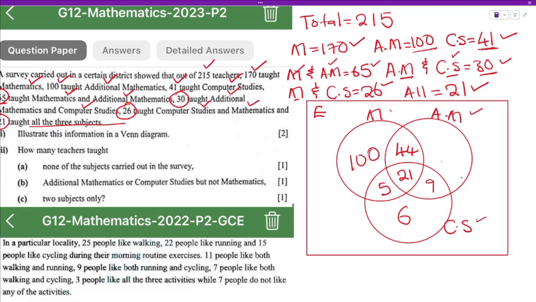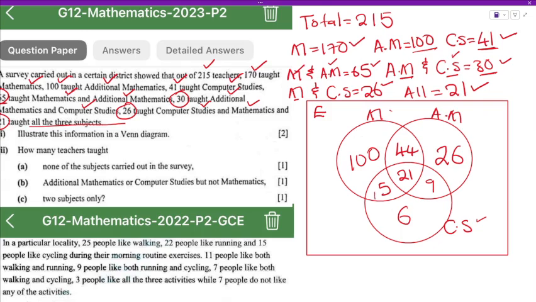So I'm going to say 44 plus 21 plus 9, that gives me 74, minus 100, that gives me 26. So I was supposed to put a 26 here and not a 23. At this point now, let us test. Let us add everything again. So I'm going to say 44 plus 21 plus 9 plus 26. Okay, now that gives me 100. So at this point I know to say all the values inside the set for additional mathematics are correctly placed.